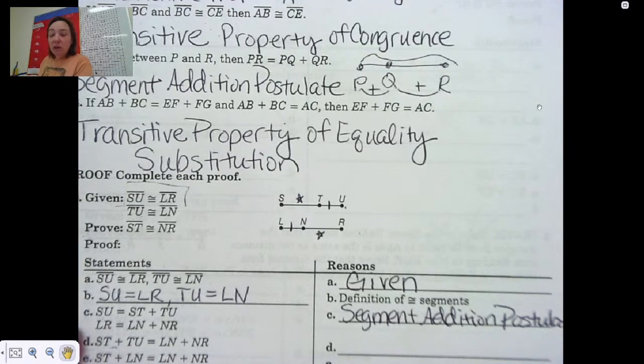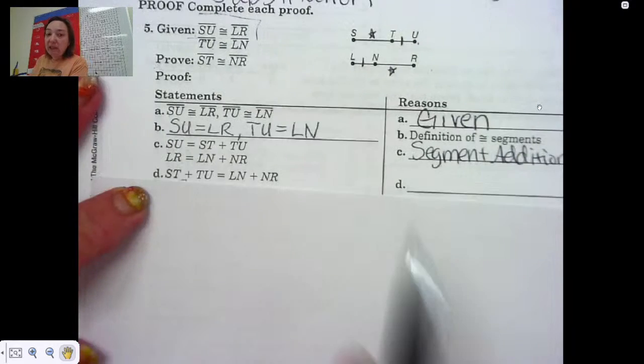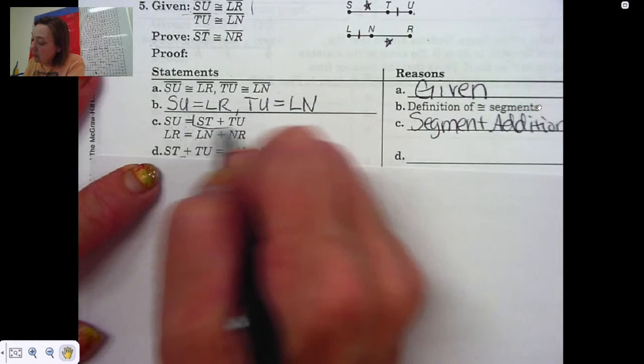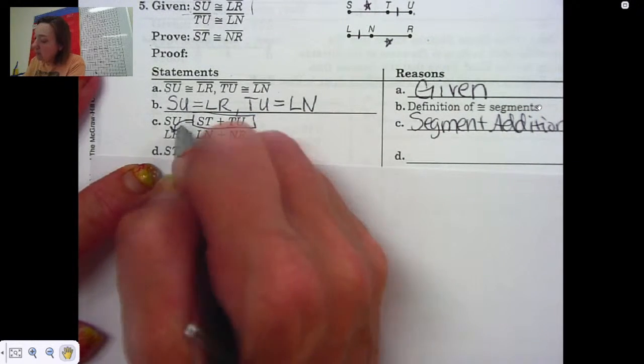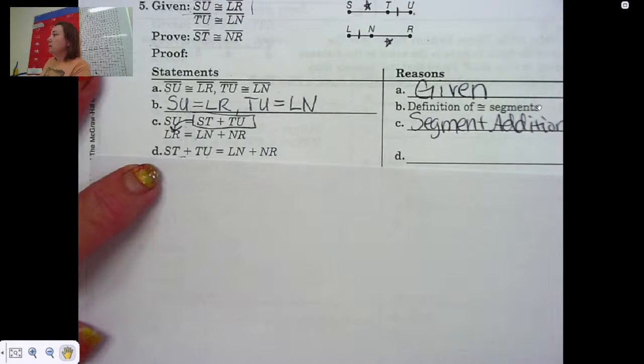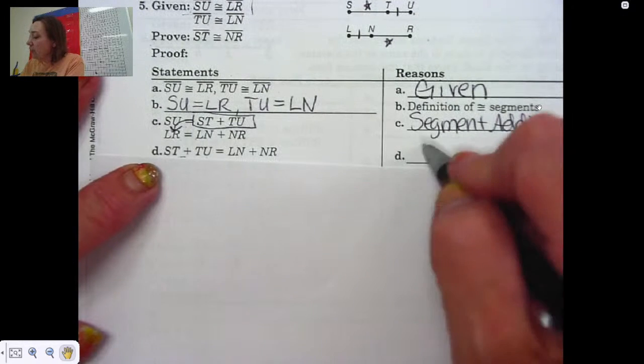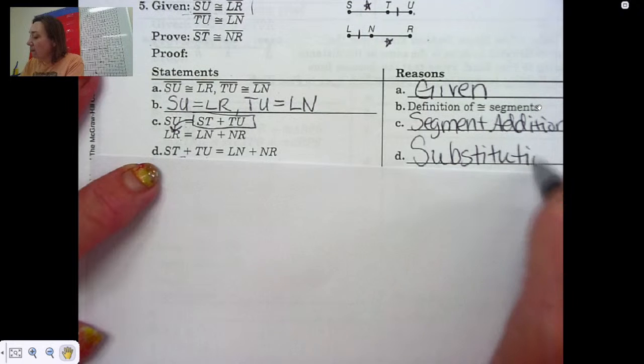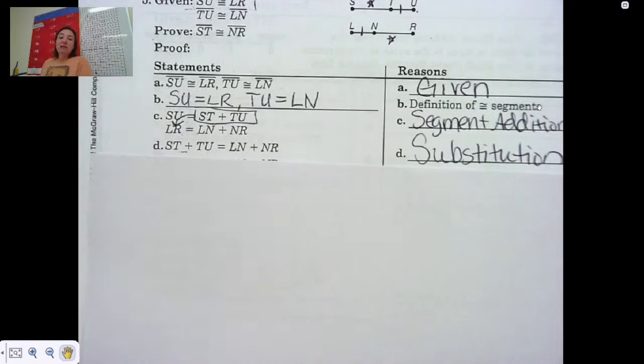Everything okay? Okay. So they made this statement right here that ST plus TU equals LN plus NR, because they're just taking this and substituting it in the place of that LR right there. Y'all see? So our reason right here is just substitution. I'm telling you right now, you can use substitution on a proof so many times.